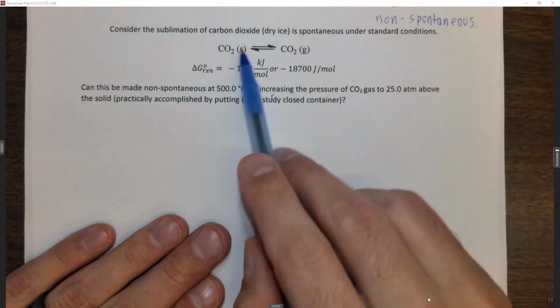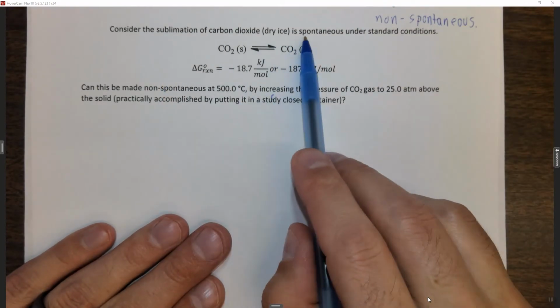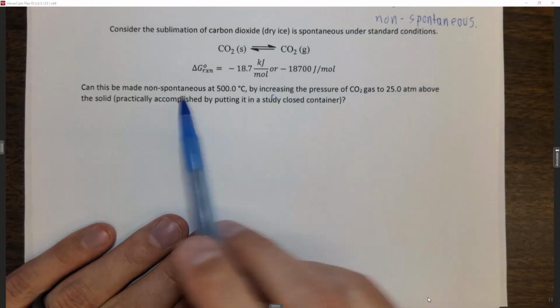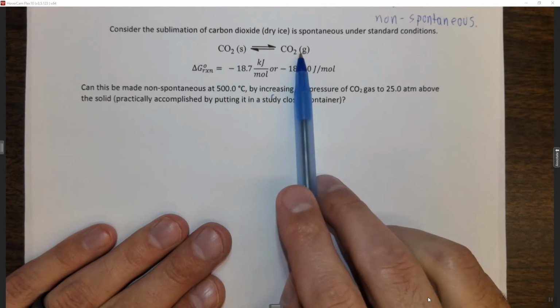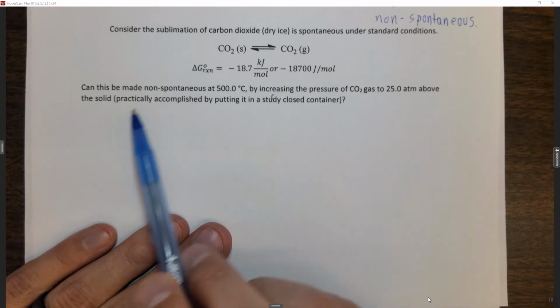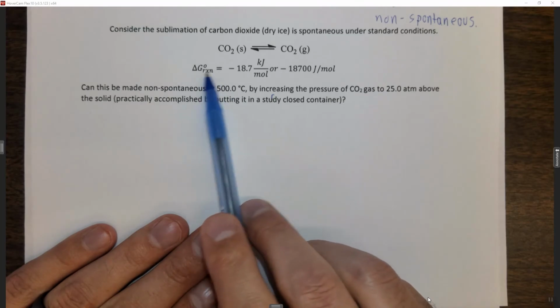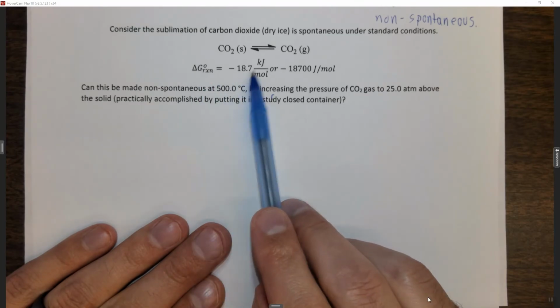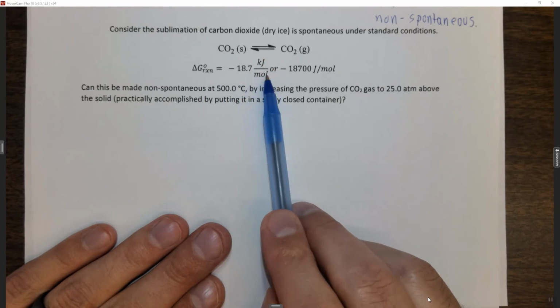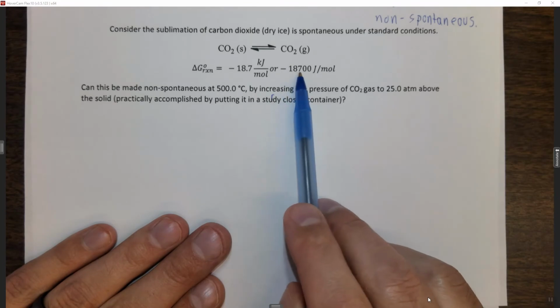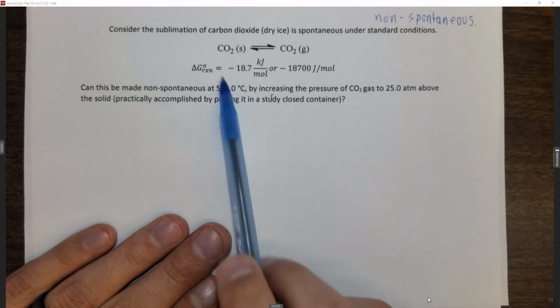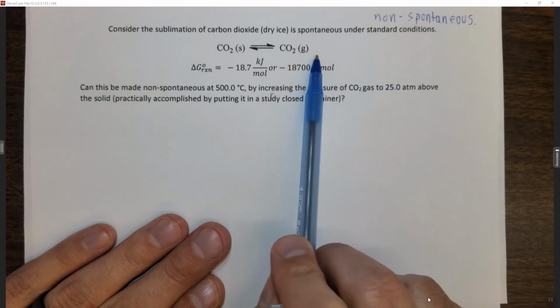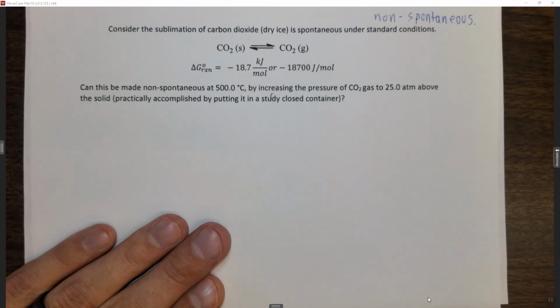All right, it says consider the sublimation of carbon dioxide, dry ice, is spontaneous under standard conditions. So we have CO2 solid going to CO2 as a gas. And we find that the delta G of this reaction is minus 18.7 kilojoules per mole, or minus 18,700 joules per mole. So this is a negative value, which means that this is spontaneous at room temperature.